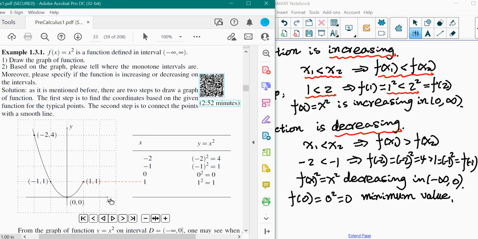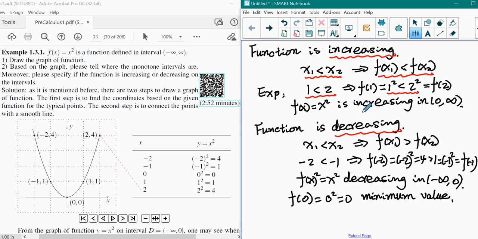So in this case, as the value goes from left to right in this area, from 0 to infinity, the value goes higher. x goes from 1 to 2, and the y value goes higher from 1 to 4. Then we say the function is increasing. The function is increasing from 0 to infinity. That means from this lowest point to the right.